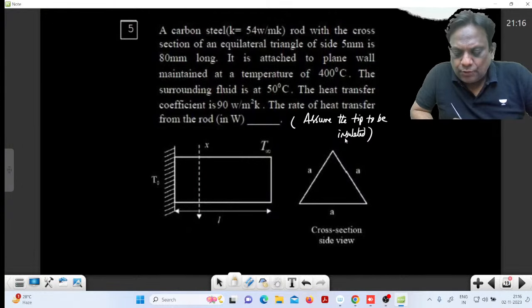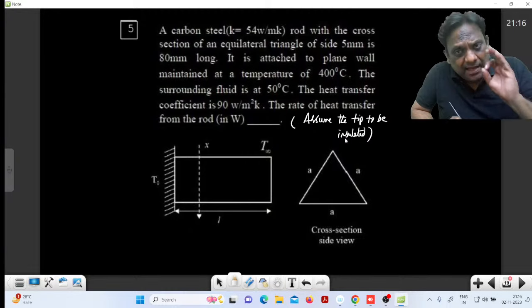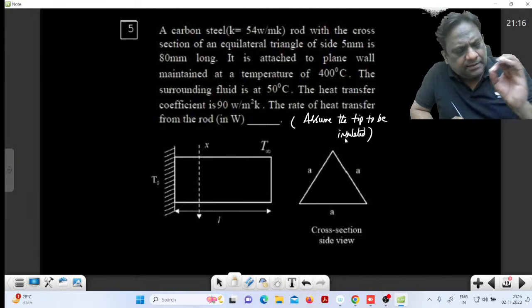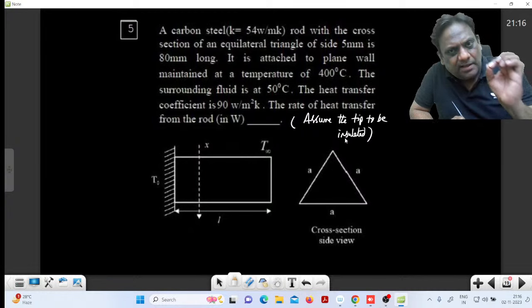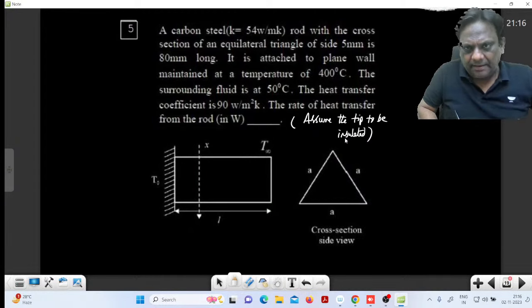It's a misprint. Assume the tip to be insulated. That sentence was missed by our typist, so don't blame him.